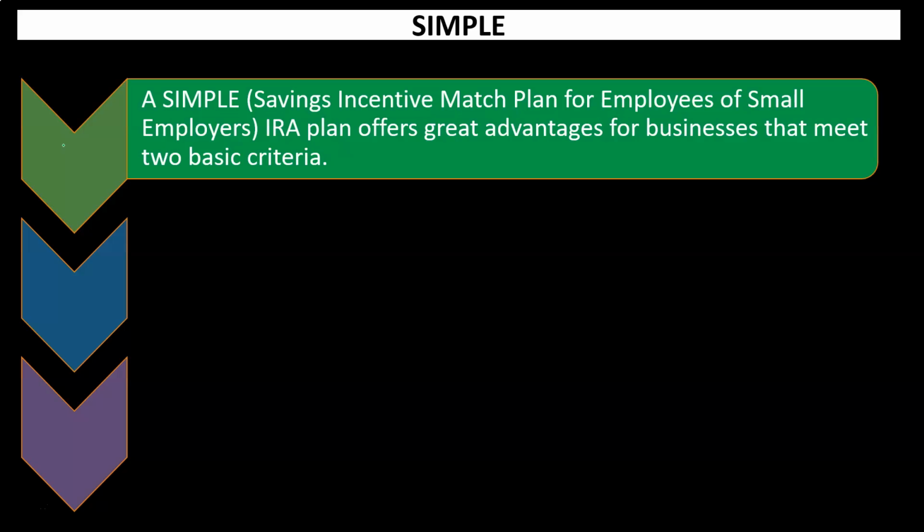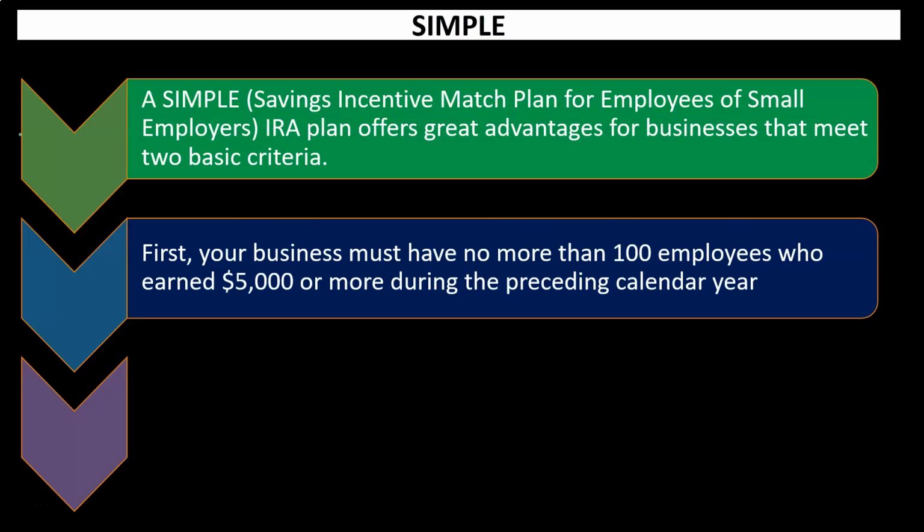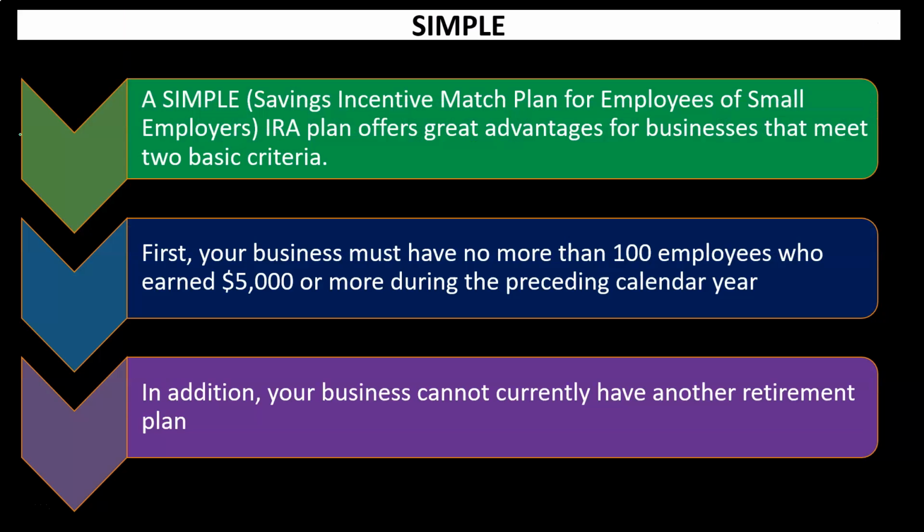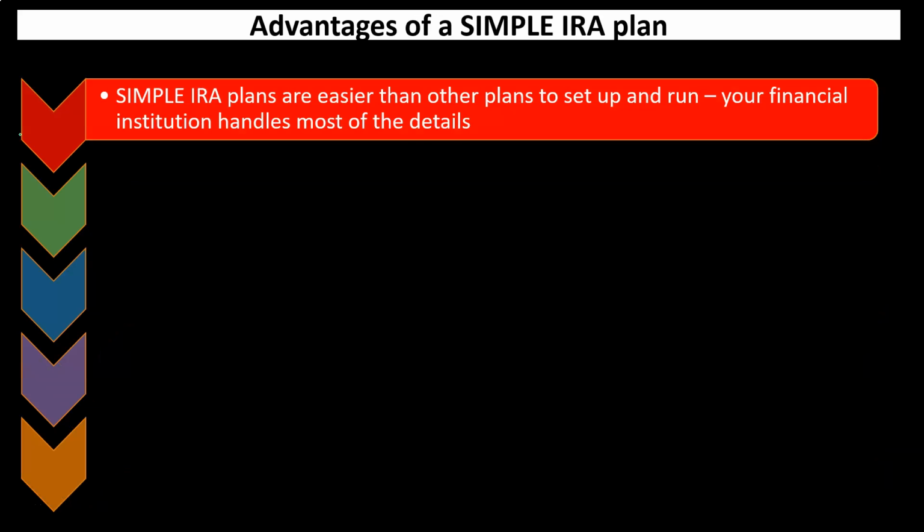How about a SIMPLE? Again, we'll go into it just briefly here. You can do more research on these if they are applicable. A SIMPLE, Savings Incentive Match Plan for Employees of small employers. The SIMPLE IRA plan offers great advantages for businesses that meet two basic criteria. First, your business must have no more than 100 employees who earned $5,000 or more during the preceding calendar year. In addition, your business cannot currently have another retirement plan.